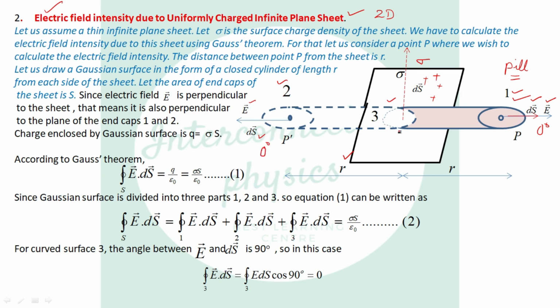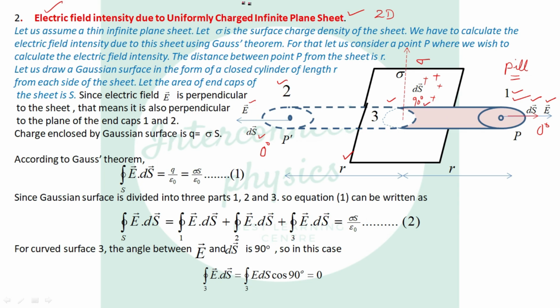Now for part 3, the area vector should be perpendicular and in the outward direction. Outward it cannot be this side because it will be inside the pillbox. It cannot be in this direction because again it will be inside. So it will be towards you, meaning this vector will be toward you, outward of the paper. So it means the electric field vector and ds vector here are at 90 degree.